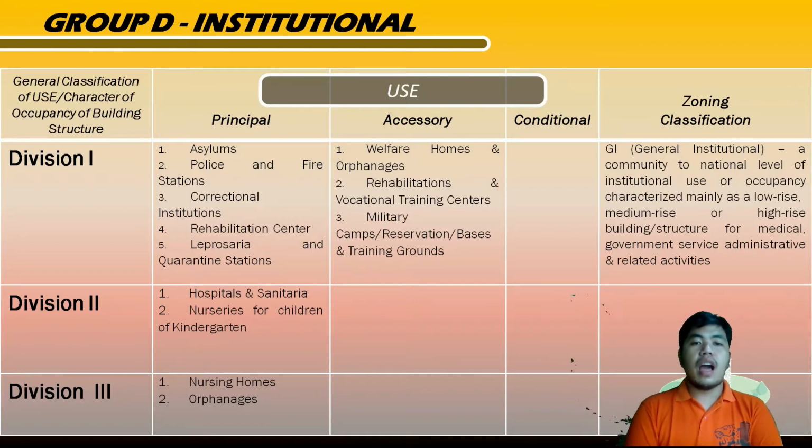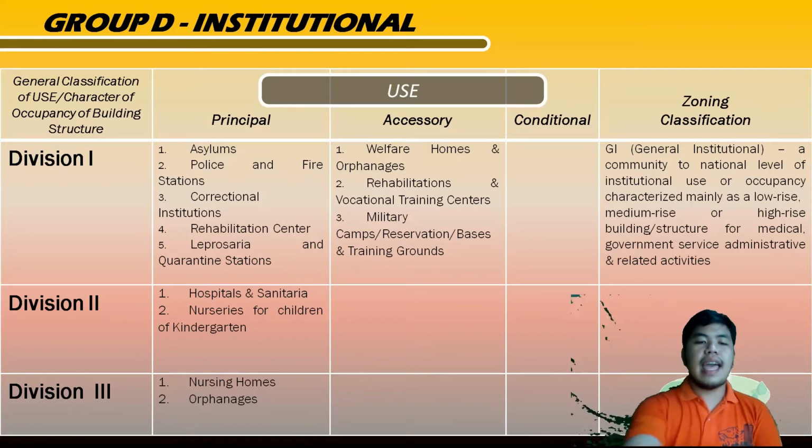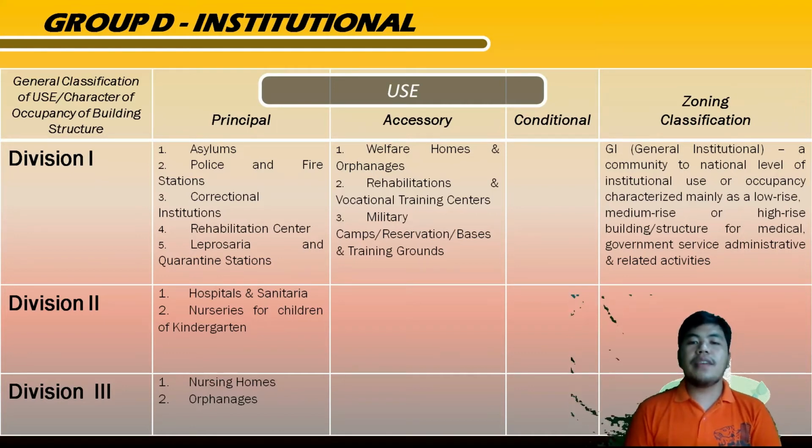Division 1, under its principal, we have asylums, police and fire stations, correctional institutions, rehabilitation centers, leprosaria and quarantine stations. And for Division 2, we have hospitals and sanitaria, nurseries for children and kindergarten, nursing homes, and lastly, orphanages. For the accessory, we have welfare homes and orphanages, rehabilitation centers, vocational training centers, military camps, reservations, bases, and lastly, the training grounds.